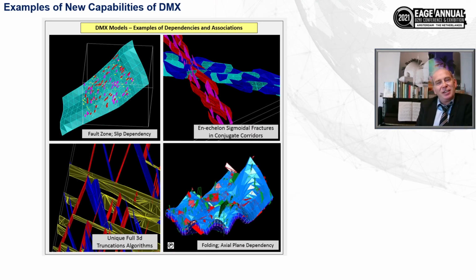So here we see some examples of what the outcome of the DMX protocol looks like. On the top left, we see a fault zone with fractures modeled according to slip dependencies. On the top right, en echelon sigmoidal fractures inside two conjugate corridors. On the lower left, we see details of the unique truncation algorithms. And on the bottom right, we see a fold model where the fractures have been generated according to the folding process.